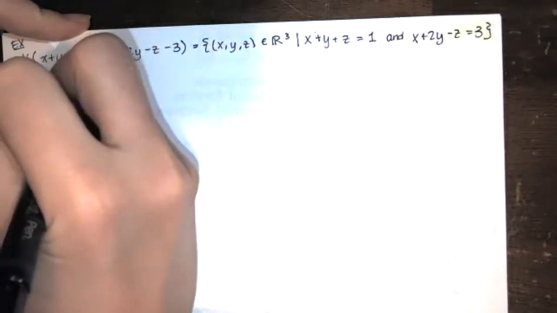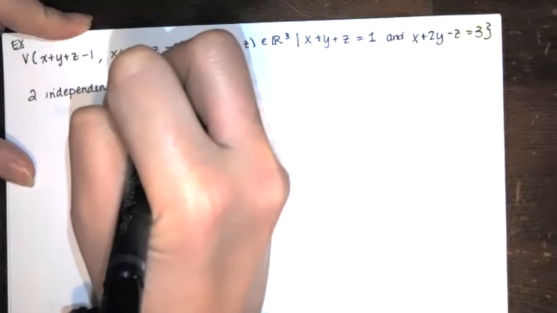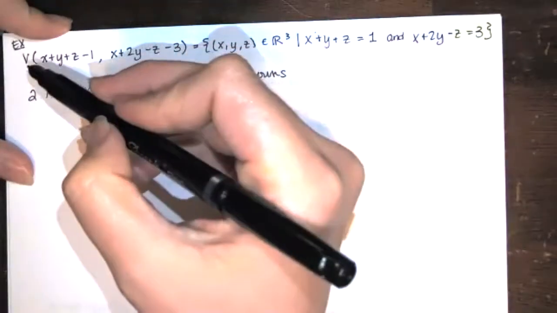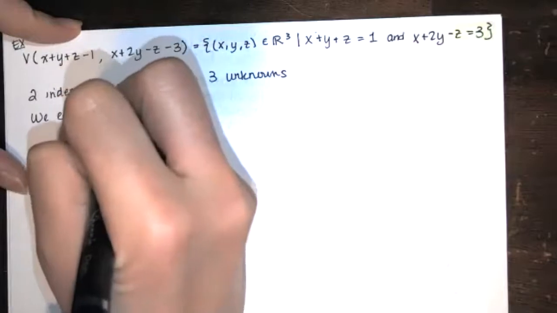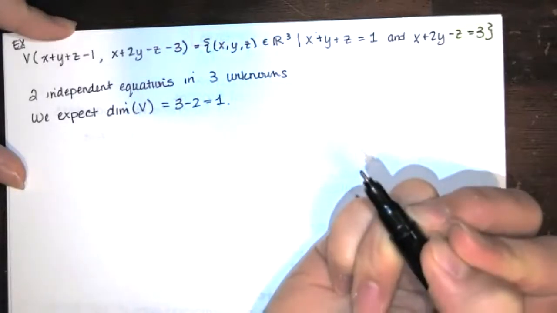Now, since we have 2 equations and they're independent equations, there's not an equation here that's redundant, it's just a multiple of the other one. In 3 unknowns, our expectation is that the dimension of this variety would be 3 minus 2. And that's because we have independent linear equations and we've taken linear algebra. And I think that makes sense.